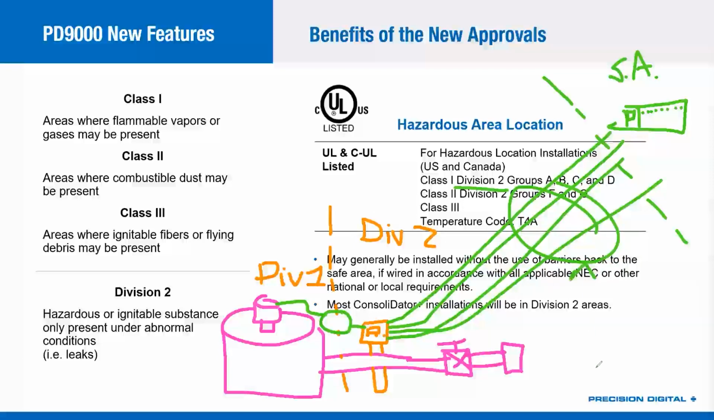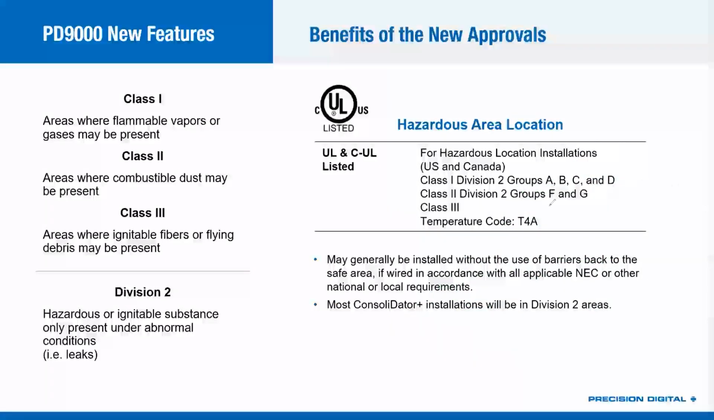You're saving the need to have a bunch of barriers going between your safe area and your Division 2 area installation. So I know that was a lot and a lot of scribbling on the screen, but hopefully it does help explain why it's so important for us to have that Div 2 non-incendive approval. It saves you a lot of time, effort, and money specifying, buying, and wiring up barriers to get all those signals back out of the Division 2 area into your safe area.